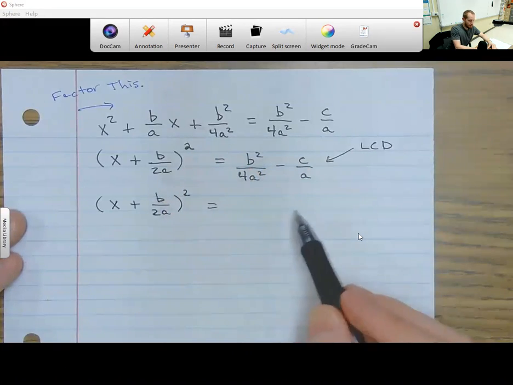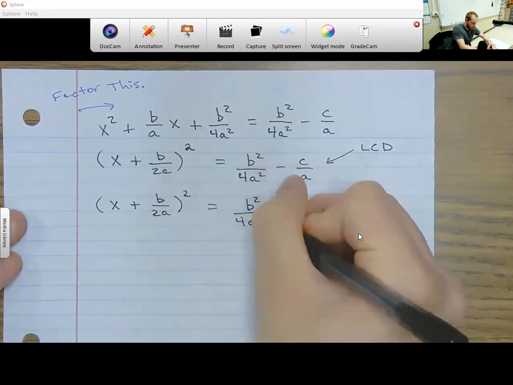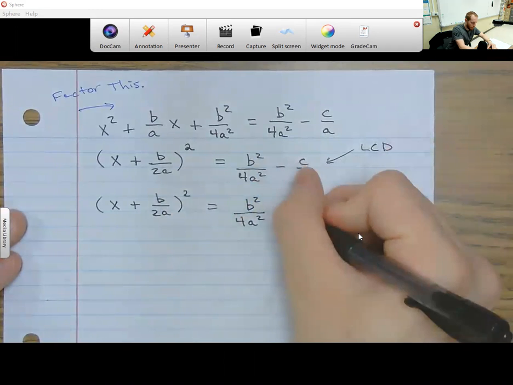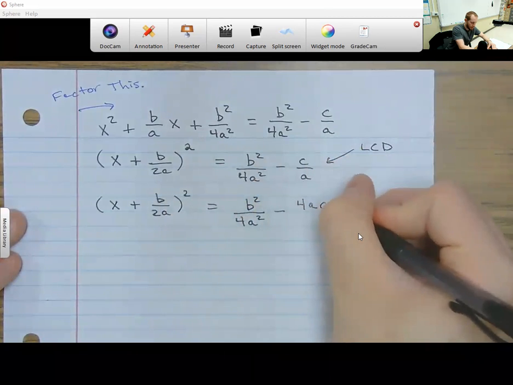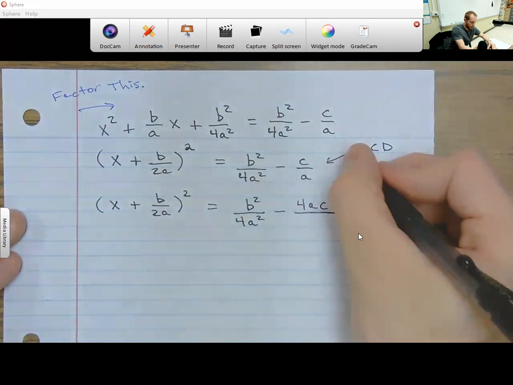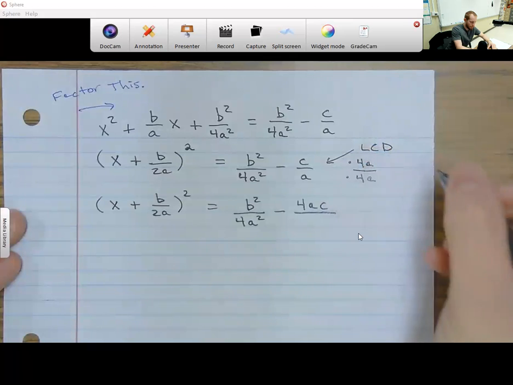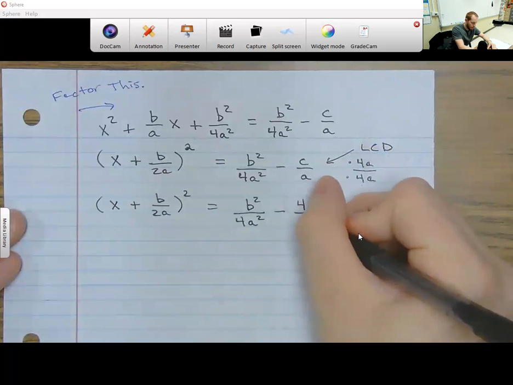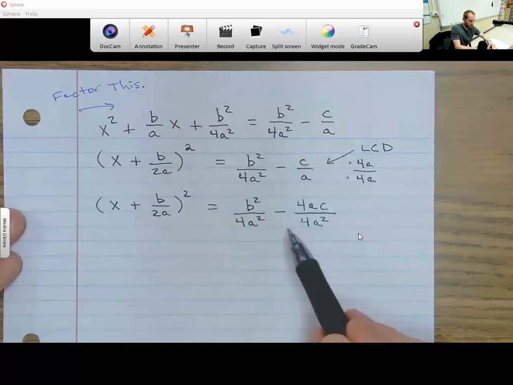But over on this side, this fraction is going to stay the same, b squared over 4a squared. And then over here, I'm going to multiply the top and the bottom by 4a. So at the top, I'm going to have 4ac. So all I did was I multiplied the top by 4a. Let me show you. Times 4a times 4a. And then if I multiply the bottom by 4a, I'm going to get 4a squared, which is exactly what I wanted because I'm trying to get the same denominator, right?